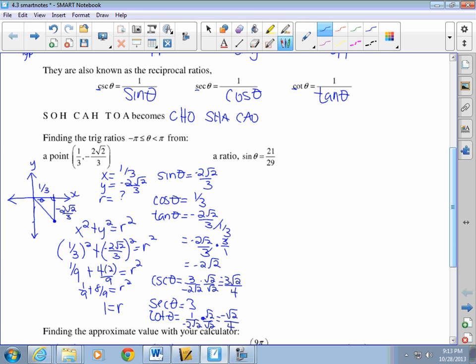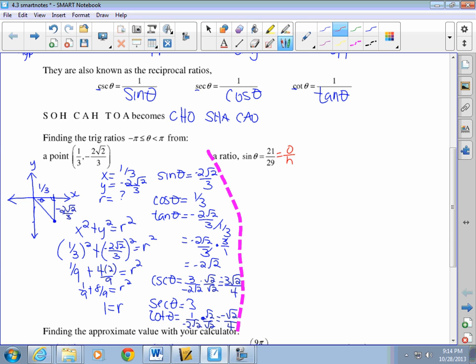Okay, next one. I'm just going to put a line here so we can see. Maybe I'll do it in red so we don't mix the two up. So the ratio, sine of theta, is equal to 21 over 29. So they didn't give it as a point, they gave it as a fraction or as a ratio. So I know that it's 21 over 29, and I know this is opposite over hypotenuse.